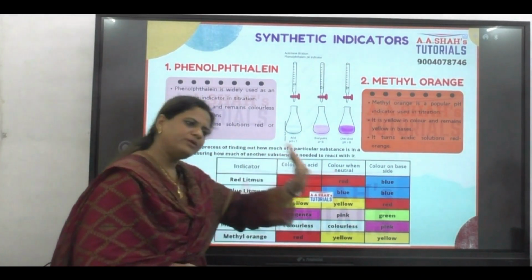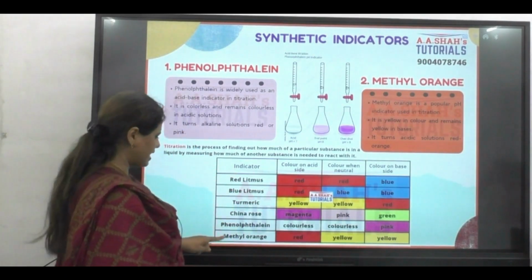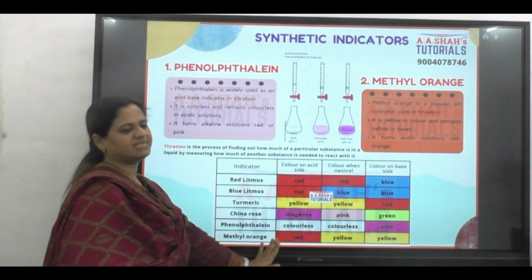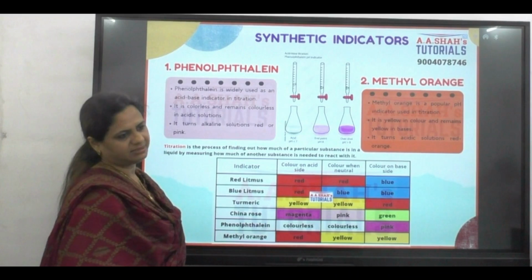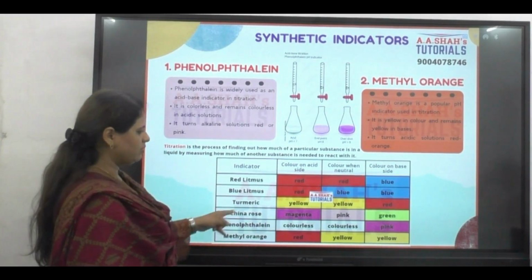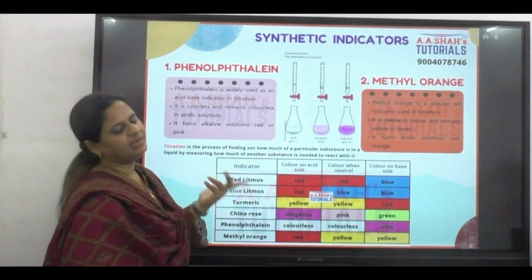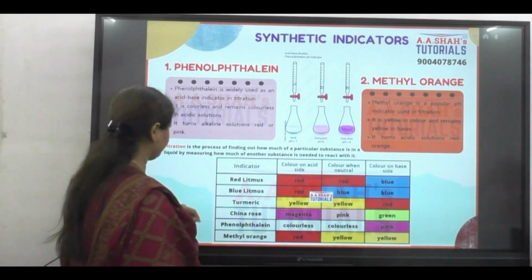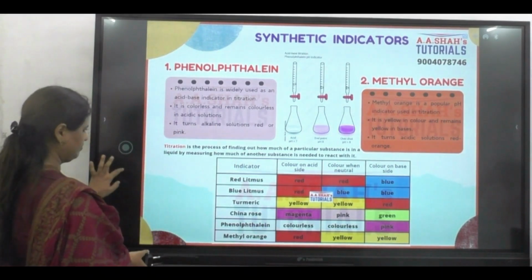Phenolphthalein will help you test only base. It will turn pink in base. And methyl orange will only help you test acid. It will turn red in acid. So only China rose helps you in both. Plus universal indicator, of course, gives you a complete idea.